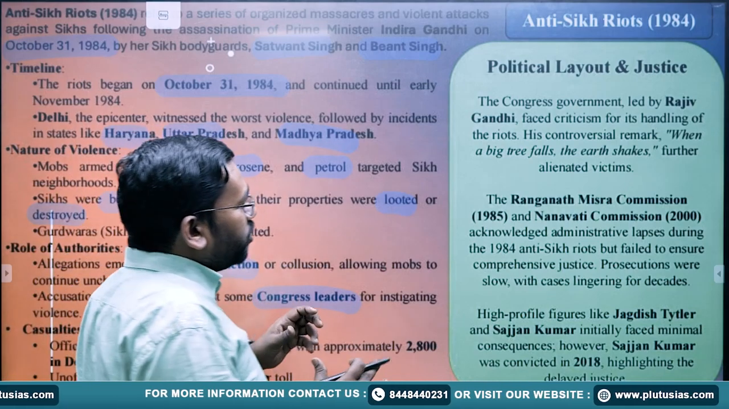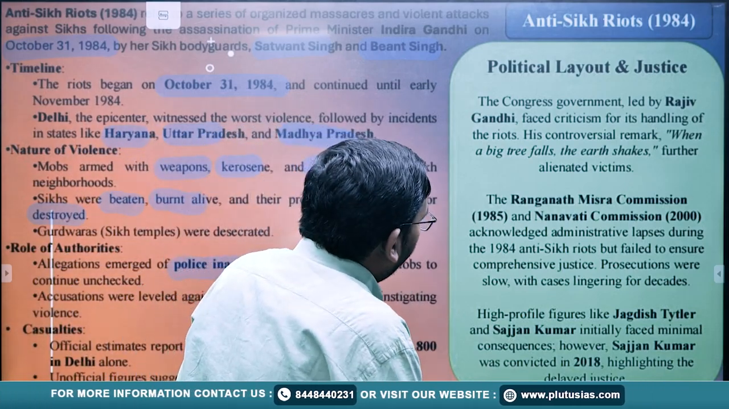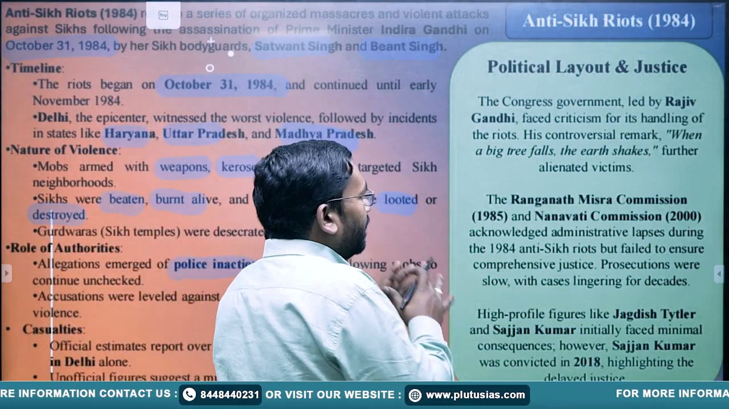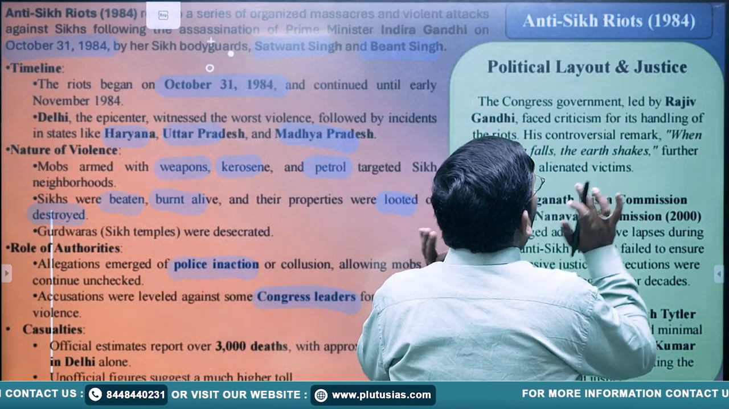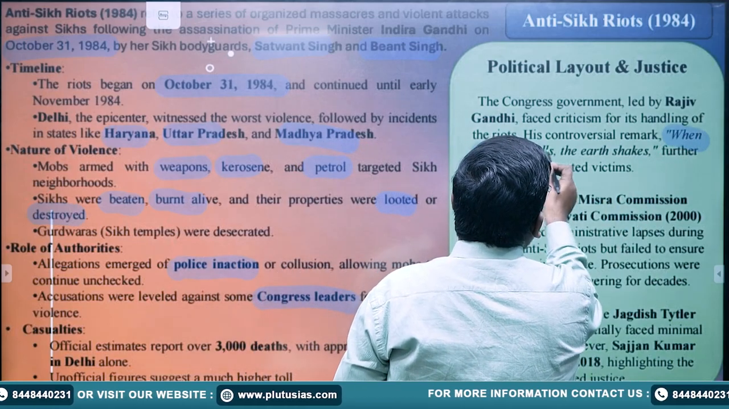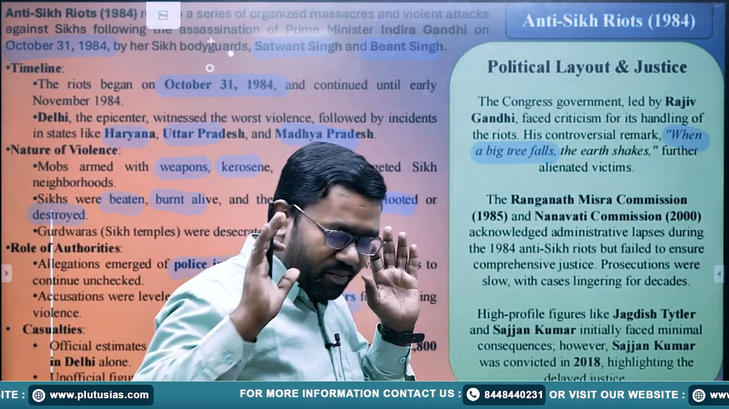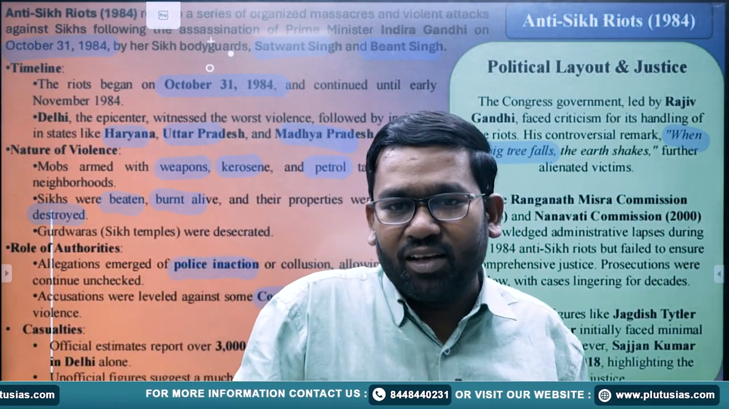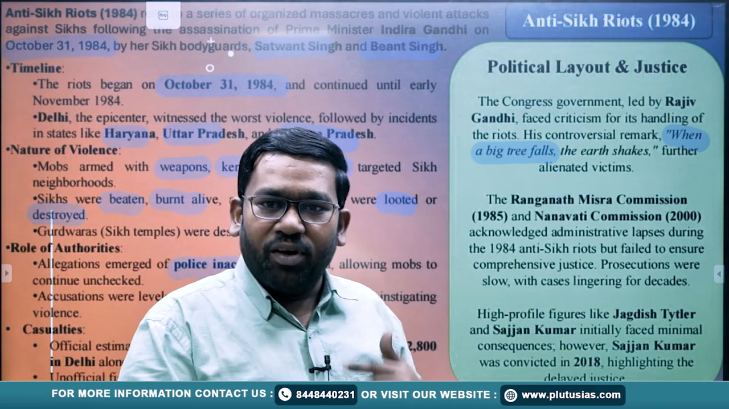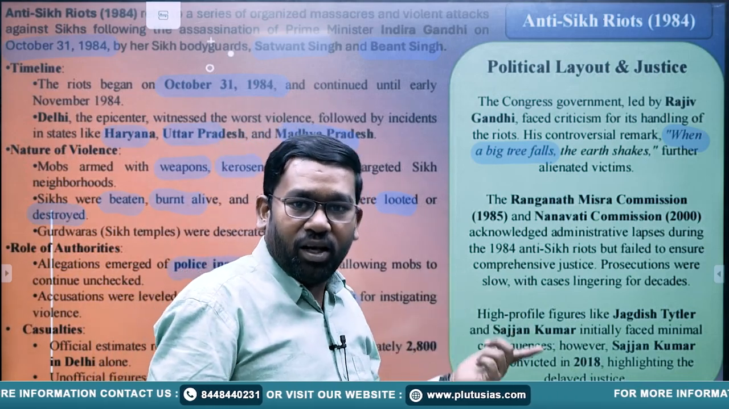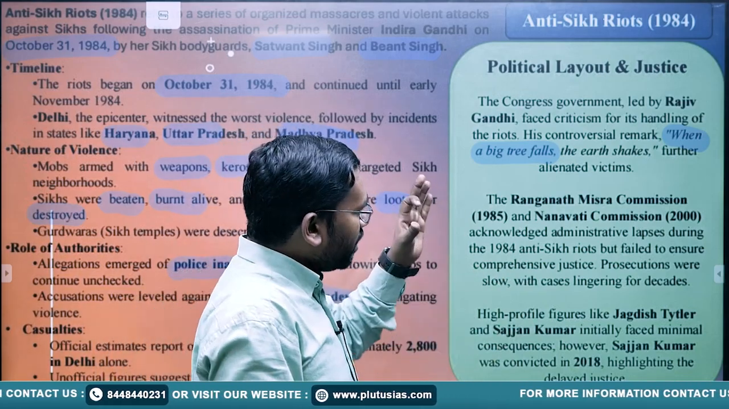Especially one thing is very clear about the political layout of the anti-Sikh riots. Rajiv Gandhi had said something. What was his controversial remark? "When a big tree falls, the earth shakes," which further alienated the victims. So, jab bhai bade ped katenge to dikkat to hogi, and when the leader dies, the violence will occur. Simple and clear. So his remark is very controversial.